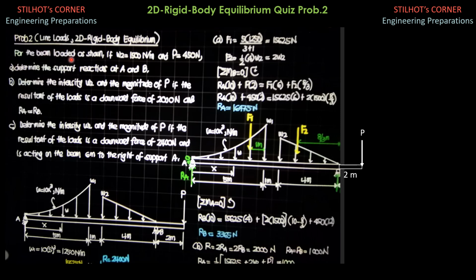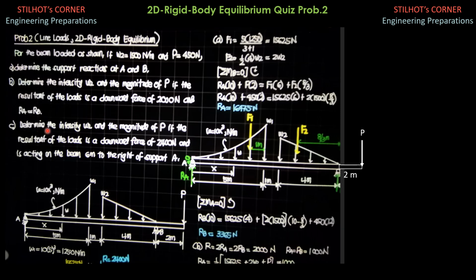For the beam loaded as shown, if W2 is 1,500 newtons per meter and the value of P is 450 newtons, letter A, determine the support reactions at A and B. Then letter B, determine the intensity W2 and the magnitude P if the resultant of the loads is a downward force of 2,000 newtons and the reactions at A and B are equal.